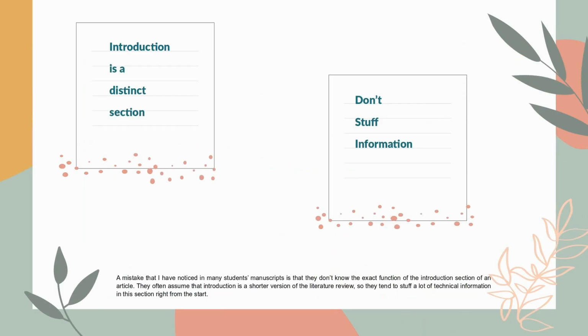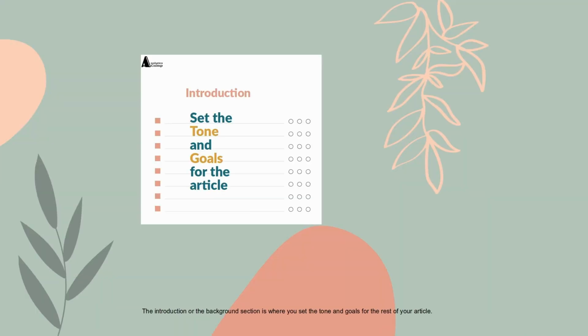A mistake that I have noticed in many students' manuscripts is that they don't know the exact function of the introduction section of an article. They often assume that introduction is a shorter version of the literature review, so they tend to stuff a lot of technical information in this section right from the start. The introduction or the background section is where you set the tone and goals for the rest of your article.